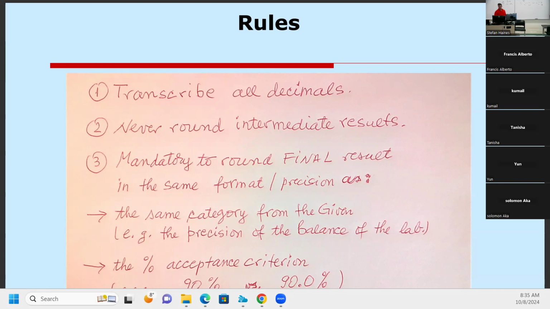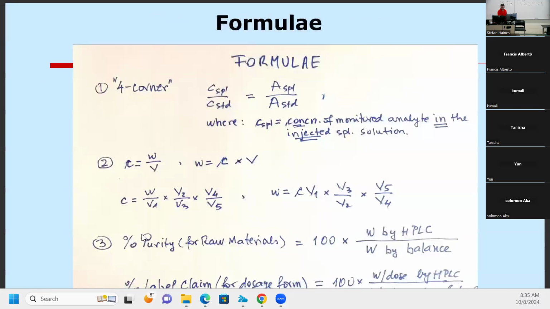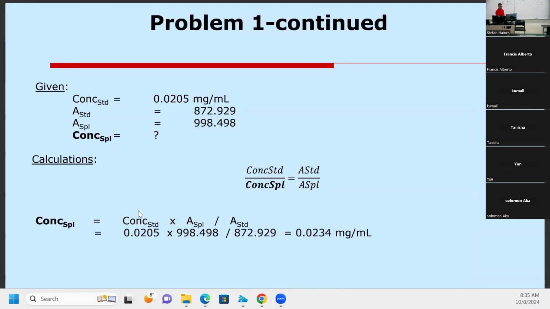Okay, so let's switch to the answer slide. So zoom down. Okay, so there is our calculation. You would isolate for the concentration of the sample. It'd be the concentration of the standard times the area of the sample. So you just multiply up here, right? Divided by area of the standard. And you should end up with 0.0234 milligrams per milliliter.